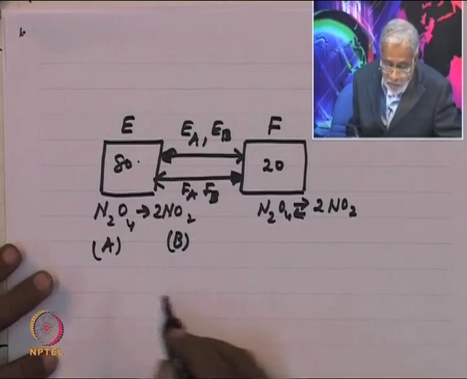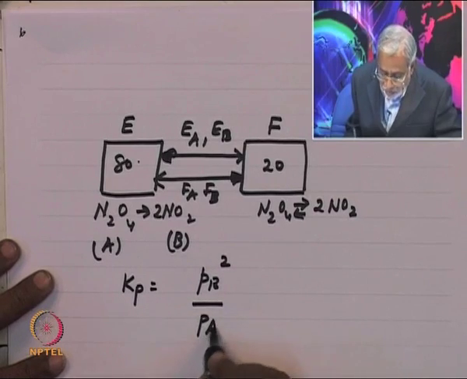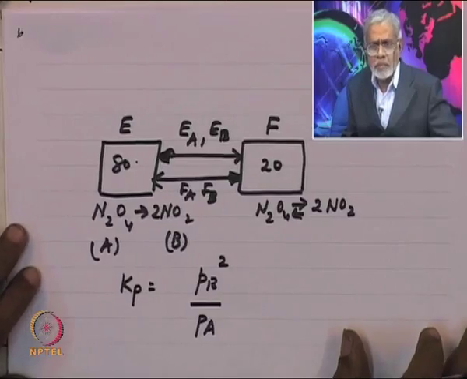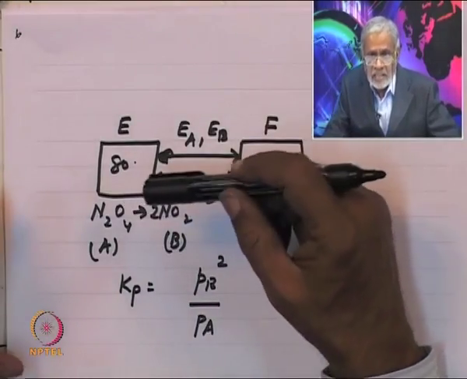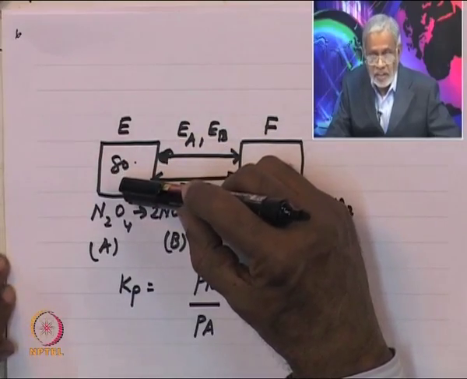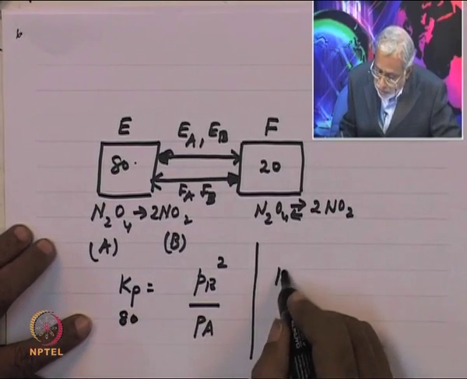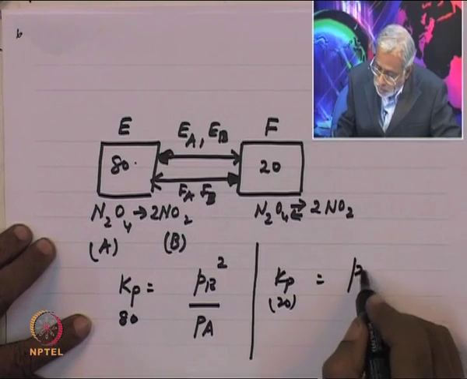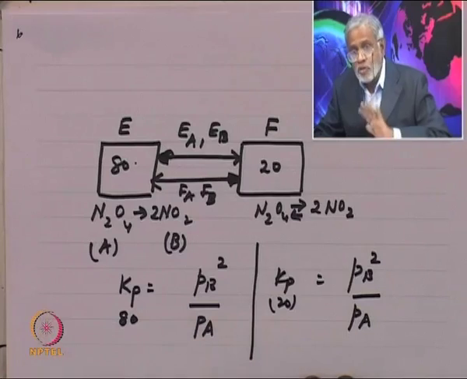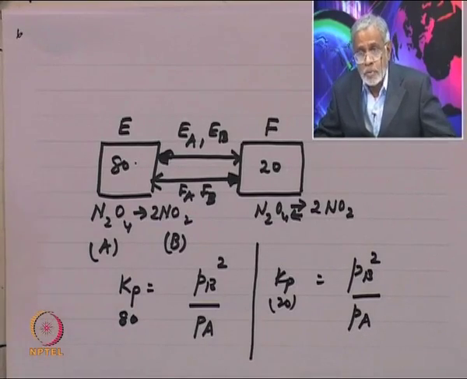When a reaction is instantaneous, it means that K P equals P B squared divided by P A. Okay. This equality applies. We all understand this from thermodynamics, that if a reaction is instantaneous, the compositions of the leaving streams E A and E B will be at equilibrium corresponding to 80°C. Similarly, this is K P at 80, similarly K P at 20 is also equal to P B squared divided by P A. This equality, whether it is 20 or 80, should hold, because the reaction is instantaneous. Therefore, the compositions of the leaving streams must correspond to the equilibrium compositions.